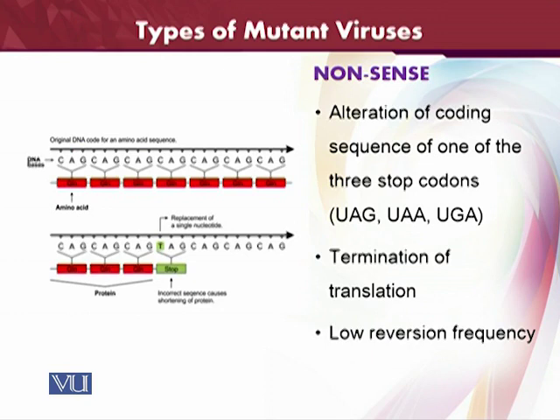Nonsense: alteration of the coding sequence to one of the three stop codons. As from the pictures given below, you know what the codon and the anticodon are. So UAG, uracil, guanine and adenine, is one codon. If a nonsense mutation occurs, it alters the coding sequence to one of the three stop codons, and it is called a nonsense mutation because it will just stop it. Termination of translation will occur. There is a low reversion frequency for such mutations.